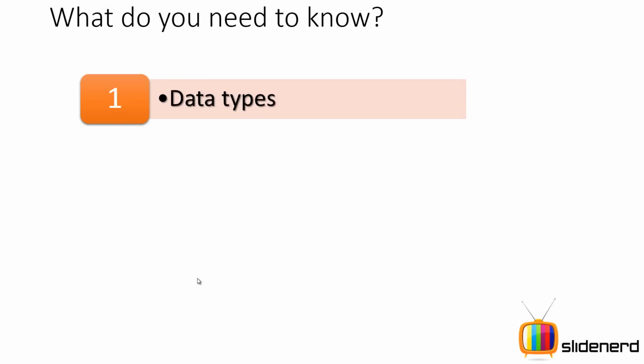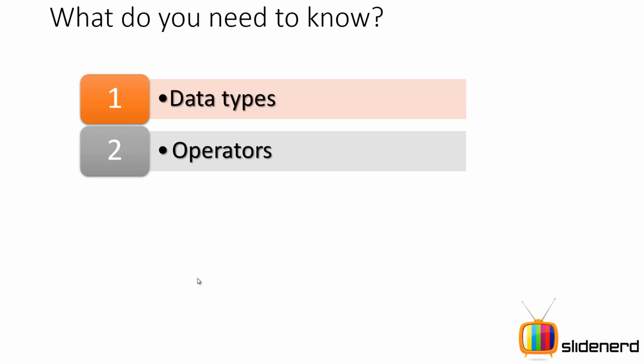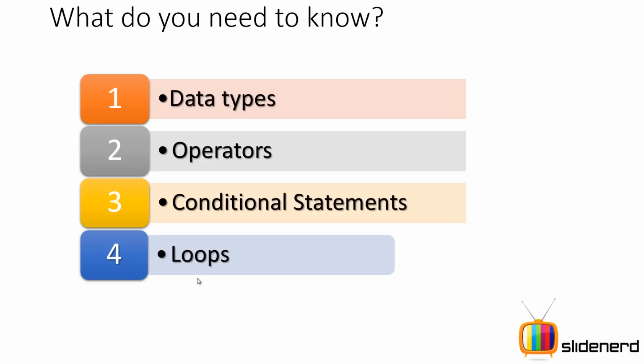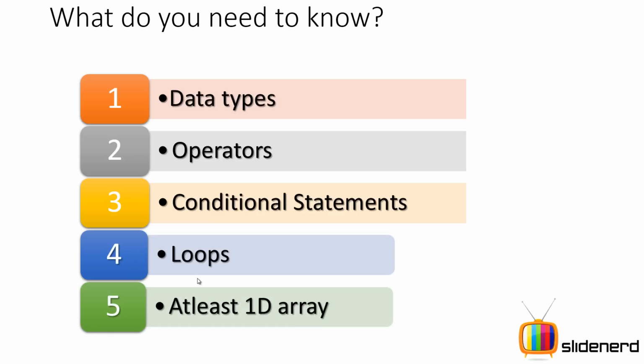Alright, so you need to know data types, which is your int, long, short, right? And then you have your operators, which can be plus, minus, multiply, conditional statements, if else, loops, that is your while, for, do while, and last but not the least, at least one D arrays. Now this is all you need to know before we start talking about the complex stuff like object-oriented programming, classes, and other stuff.